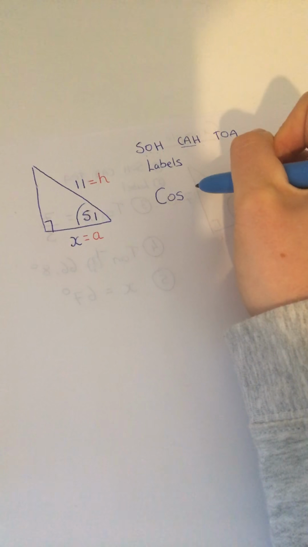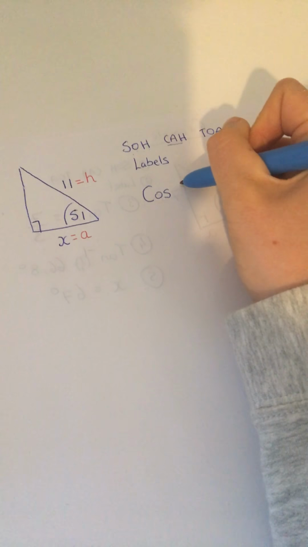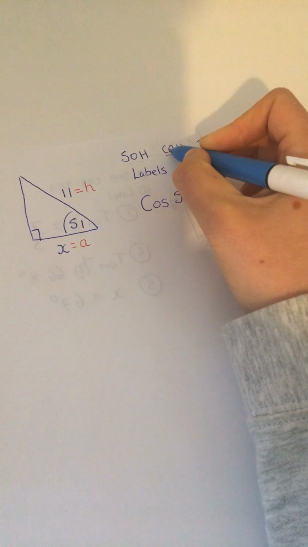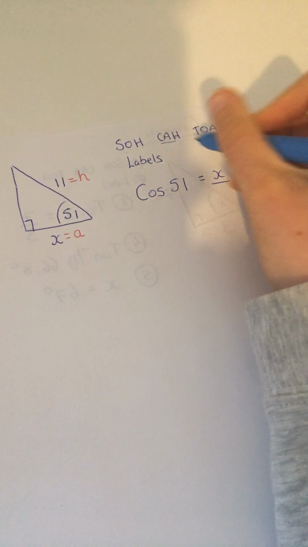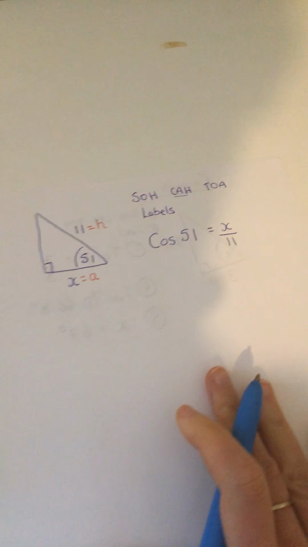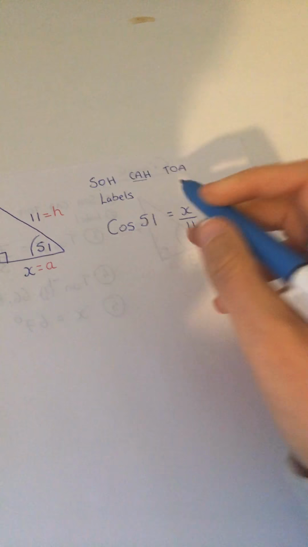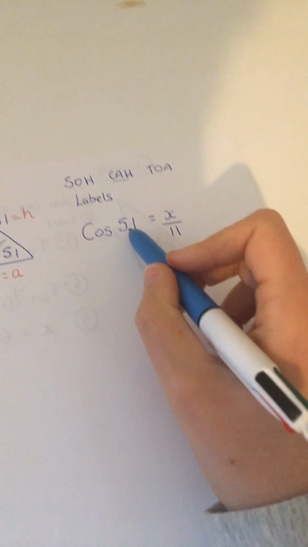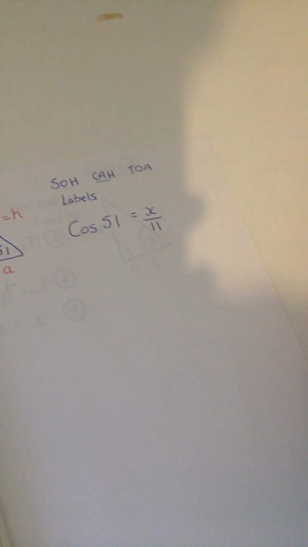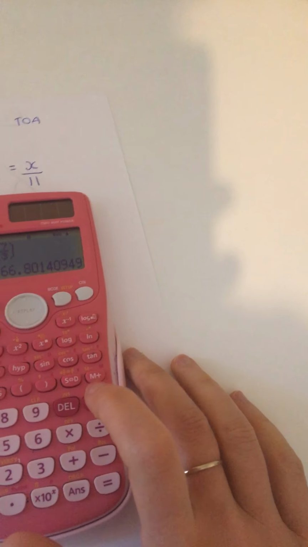And what angle? This time it is known. It is 51. And that equals adjacent, which is x, over hypotenuse, which is 11. Now this time we don't need to use the inverse function because we have the angle. We can type in cos 51 into our calculators.